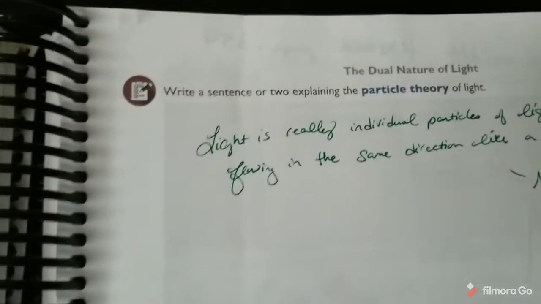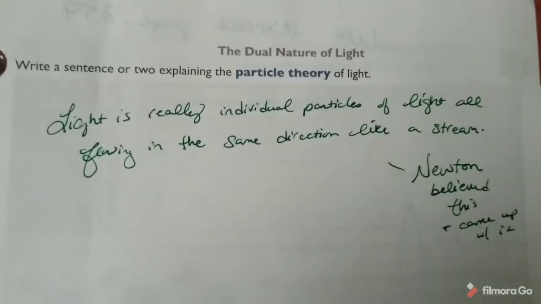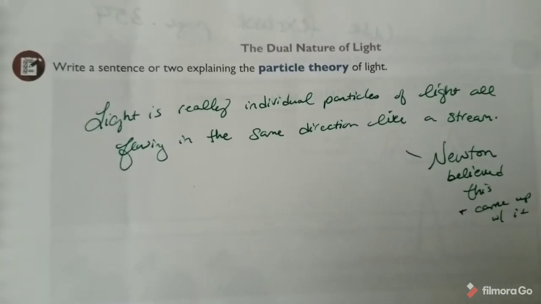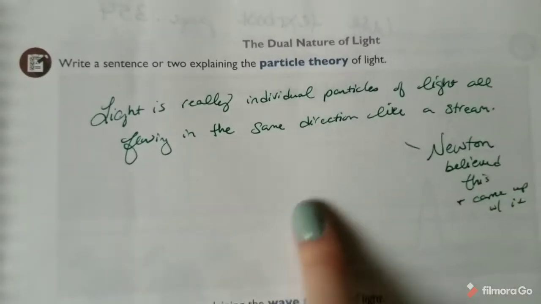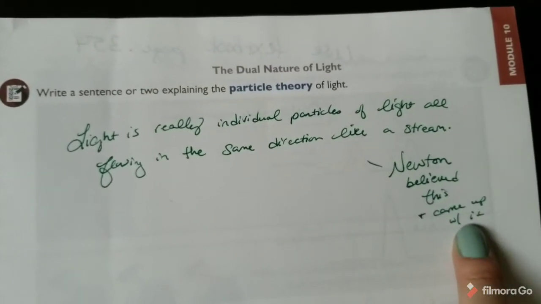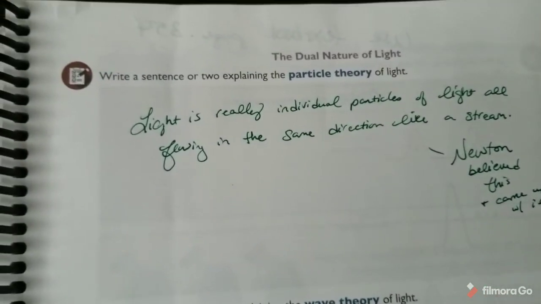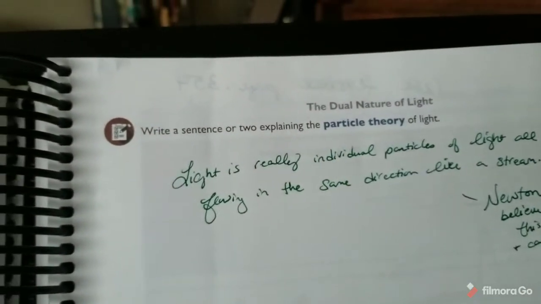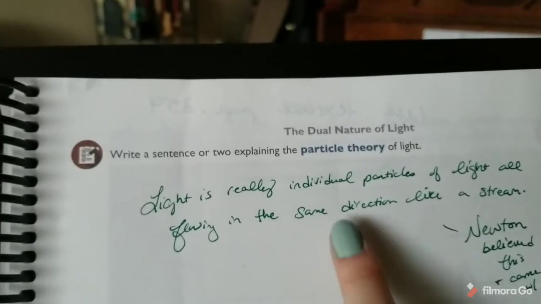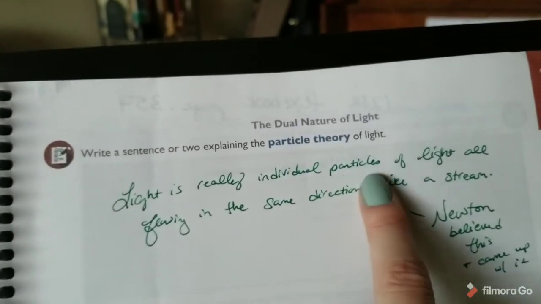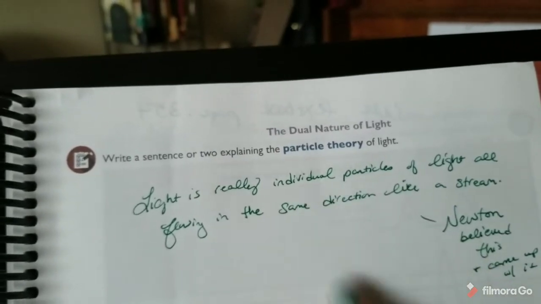Okay, so we're moving on. Light is really individual particles of light all flowing in the same direction like a stream. Newton believed this and came up with this. Okay, so this is called particle theory. So you might want to know just the highlight of particle theory: light is really individual particles of light flowing.